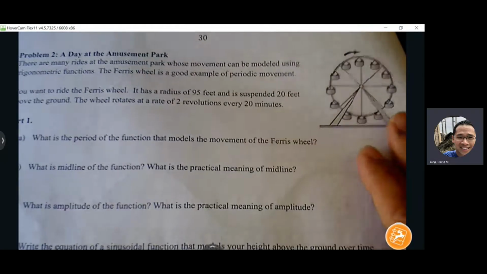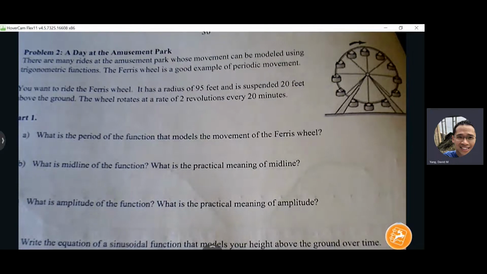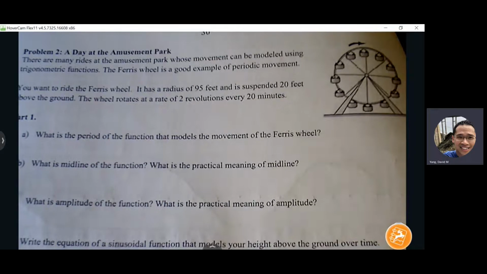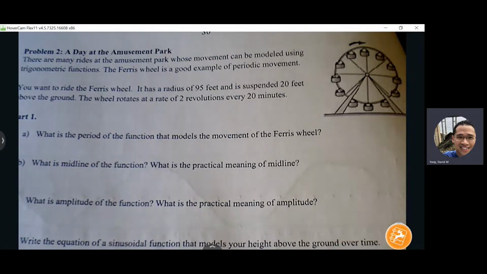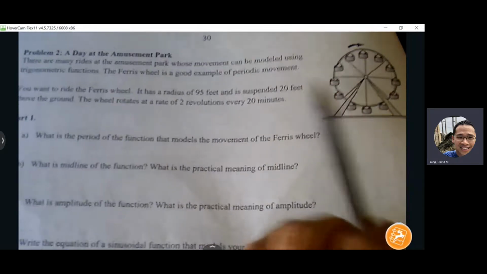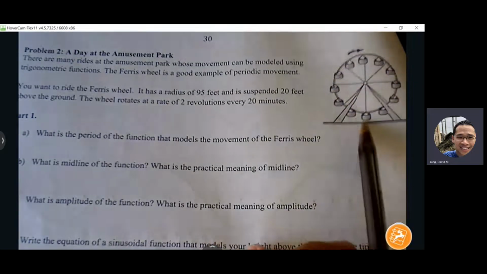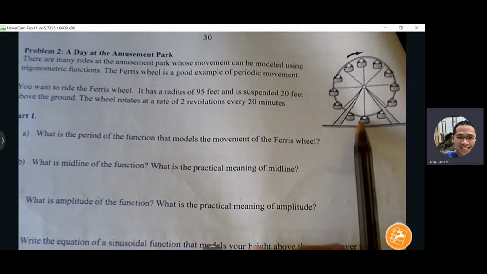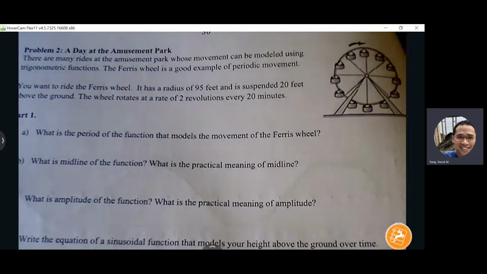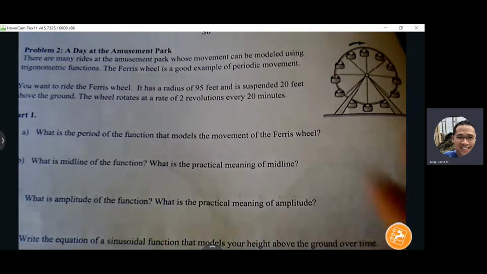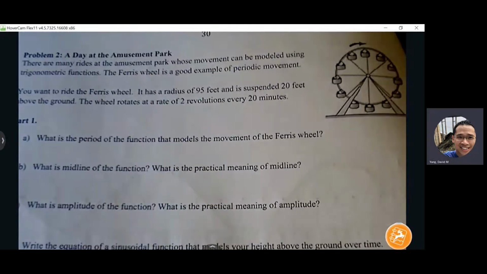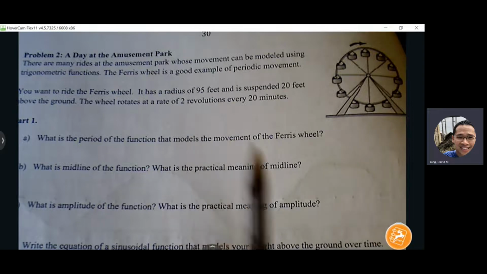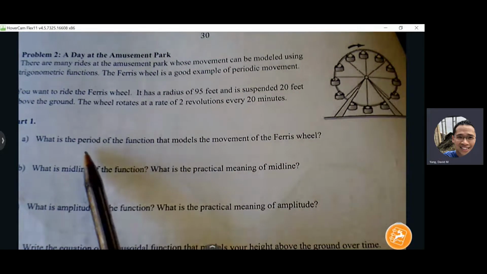Okay, there are many rides at the amusement park whose movements can be modeled using trig functions. The Ferris wheel is a good example of periodic movement. And it's a periodic movement because the height of the ride is going to keep oscillating between the lowest and highest point, right? It's just going to keep going back and forth in terms of the height of the ride over the course of this Ferris wheel.